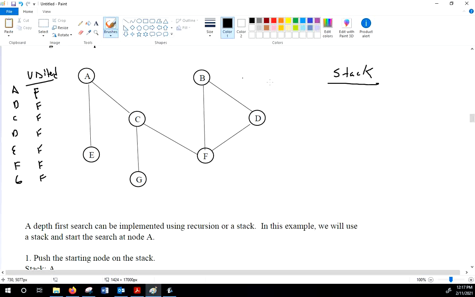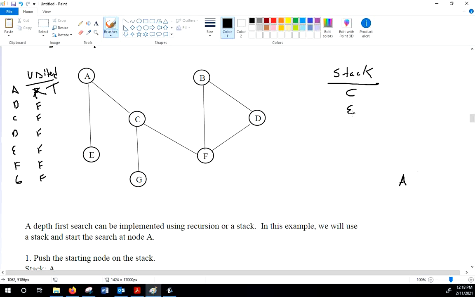So let's start with A. We're going to put A on our stack, and you can talk about it as visiting, or maybe we're searching for a specific element that's stored there. So we start with A, and what we do is we pop it off the stack. So pop A off the stack. Boom. We visit it, which means this is no longer false. This is now true. And we're going to push on the stack everything that A is connected to.